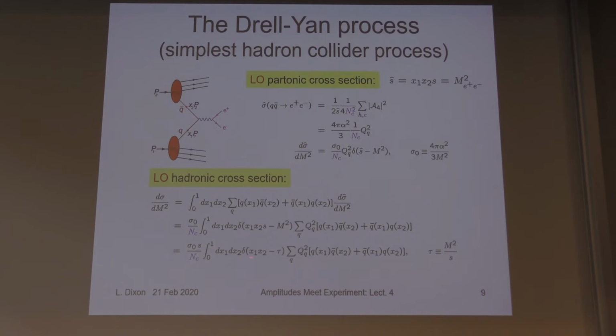And we can do an integral, if we define tau to be m squared over s, then this is tau times s, and we can pull out a factor of s, except I screwed up, and this s should actually be in the denominator. Sorry about that, because when you pull it out of the delta function, it goes in the opposite direction. Okay, but you get this constraint. So what you are sensitive to is the product of parton distributions whose x's have a product equal to a fixed value tau.